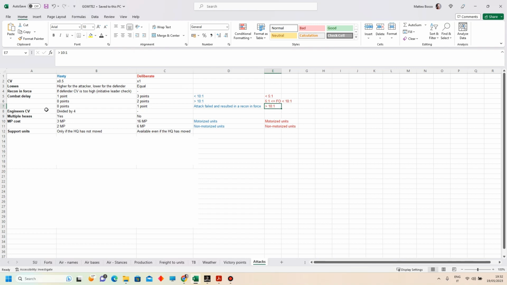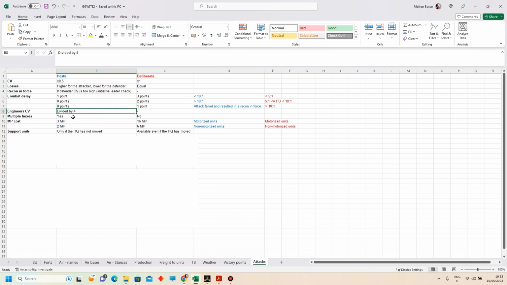Now, the engineers' combat value. I mentioned it here, but I will return to it in the tutorial about taking Sevastopol, Odessa, and Leningrad. When you want to attack heavily fortified positions, always go with a deliberate attack, because if you go with a hasty attack, the combat value of the engineers is divided by 4, and this is a huge penalty. It's enormous. Just never do it, basically.